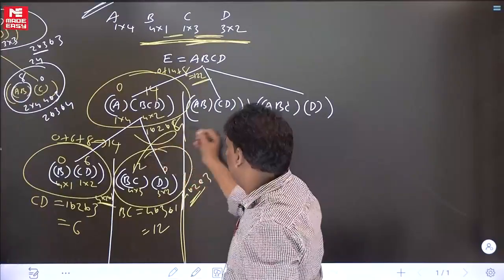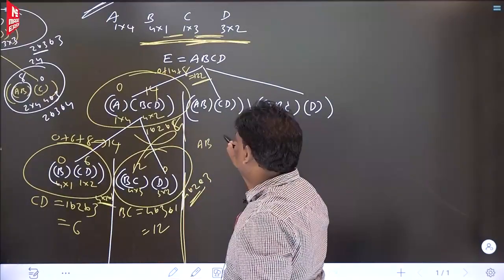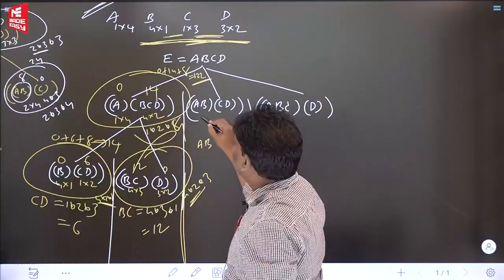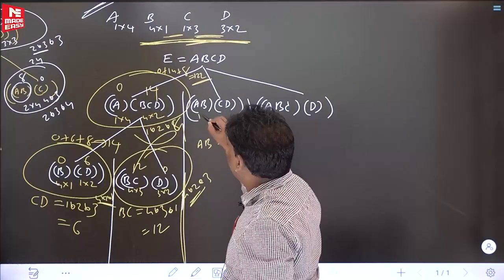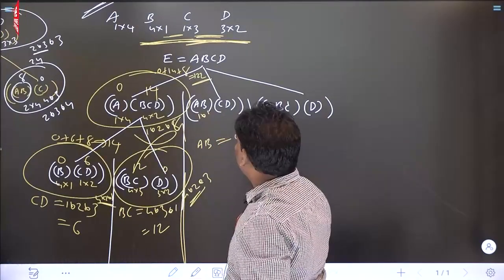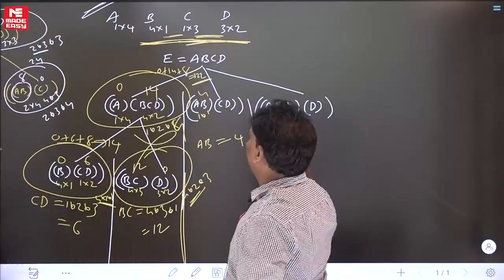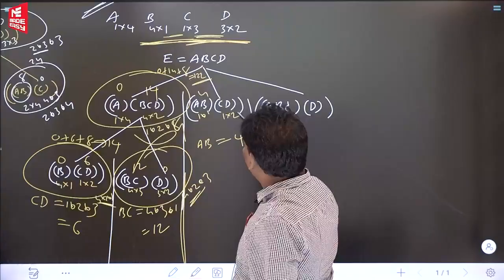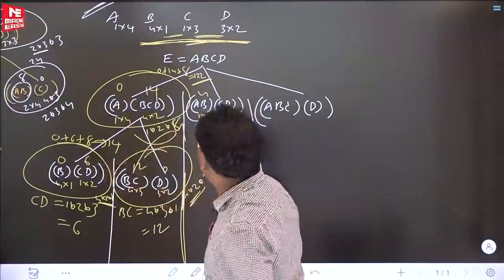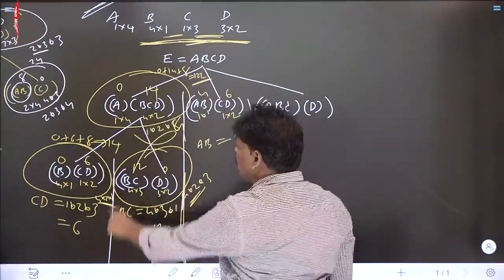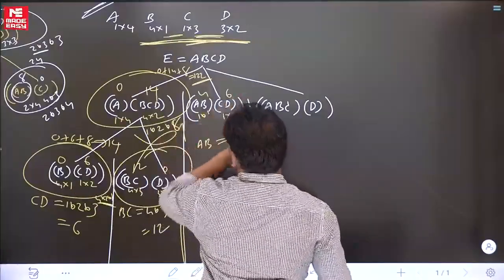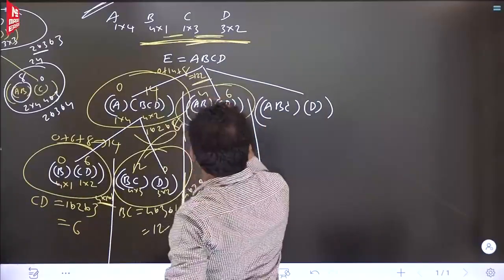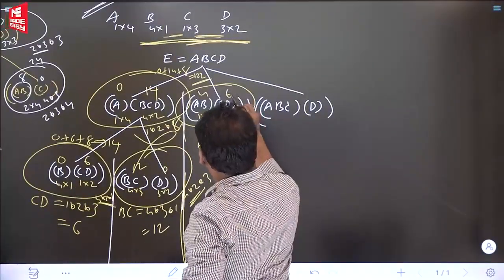Is AB available? No. Let's do it. What is the answer? AB size 1 by 1 into 4. So AB required 4. Can you say CD? What is the answer? 1 by 2. CD size is 1 by 2, it's okay, but CD is already done, 6 there. So left 4, right 6. Total how much? 10 already over.